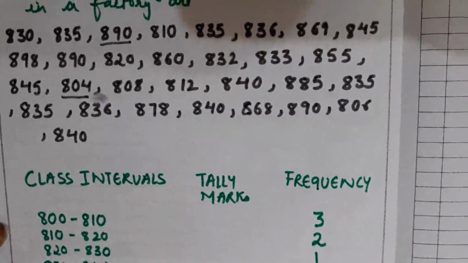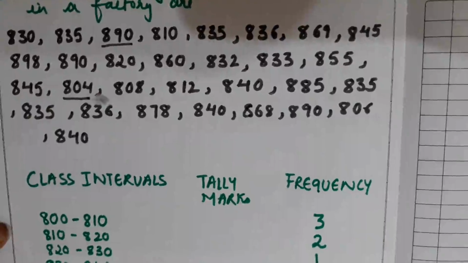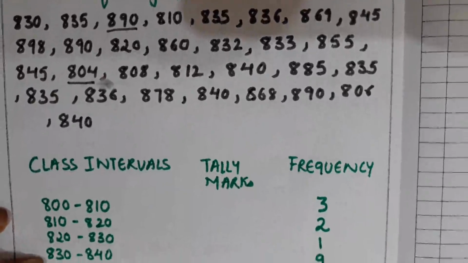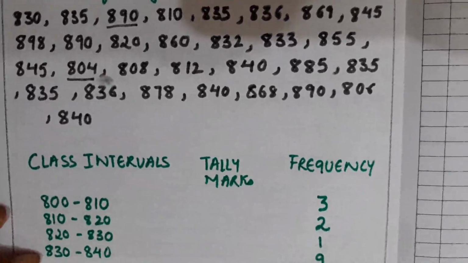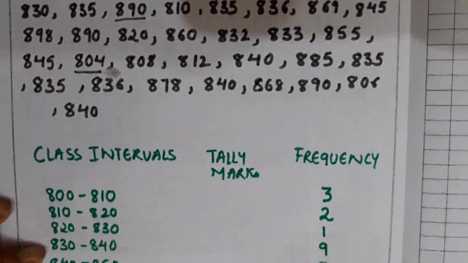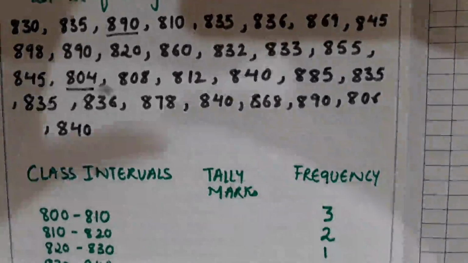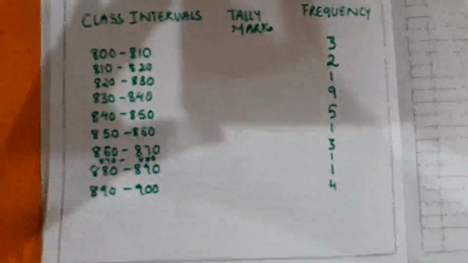Okay, I left one range, 870 to 880. In that, 1 is there, then 1 is there, then 4 is there. In this way a frequency table is made.